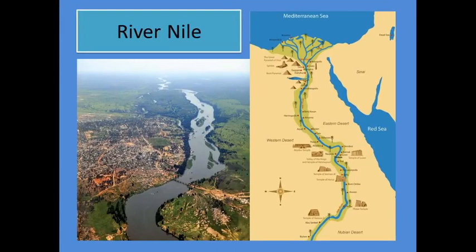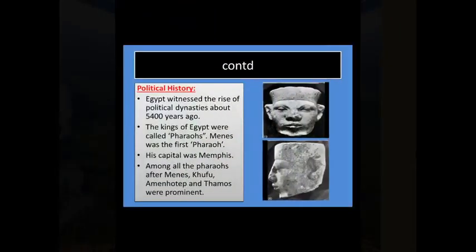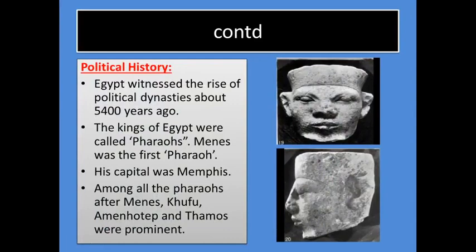Here you can see the river Nile in the picture to the left, and also to the right you can see the river Nile flowing through all the cities, and it joins the Mediterranean Sea with its tributaries. Now let me continue with the political history of Egypt.